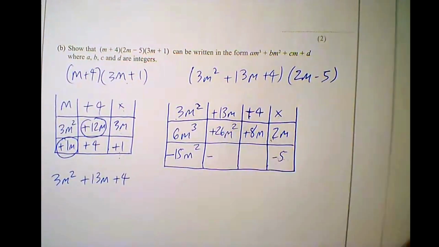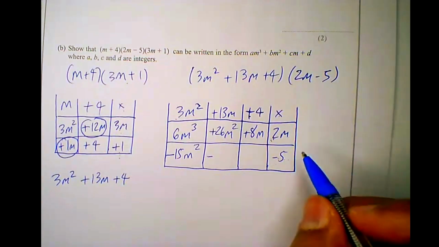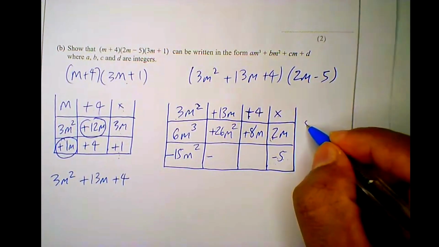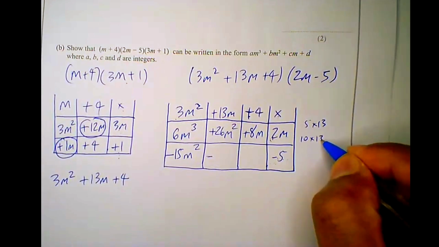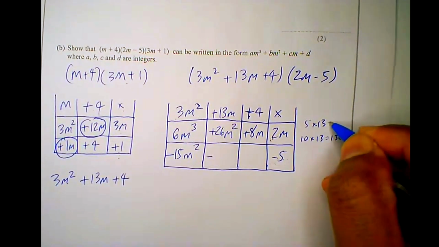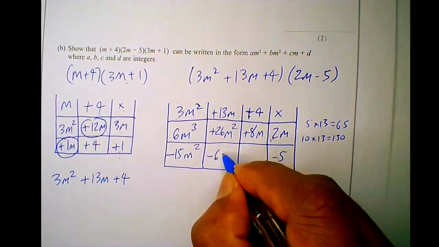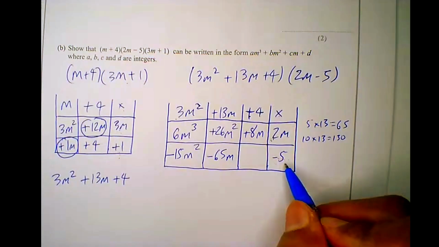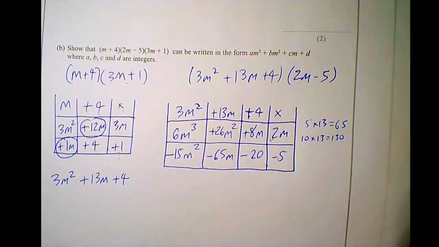Negative and a positive is a negative. 5 times 13, what is that? You can use a calculator. I'll just write it down. 5 times 13 is the same as 10 times 13, which is 130, and then we half that, so 65. So 65m. Negative and a positive is a negative. 5 times 4 is 20.